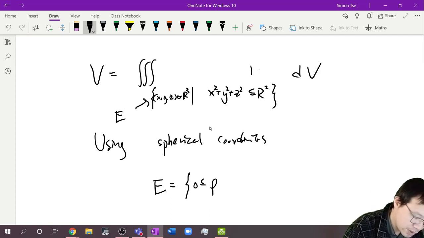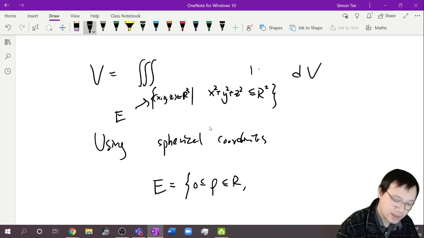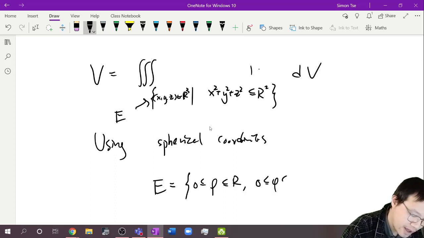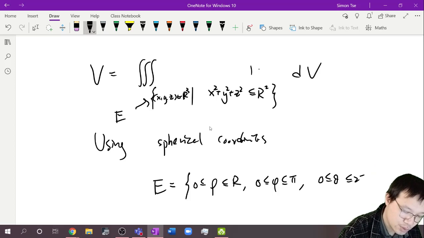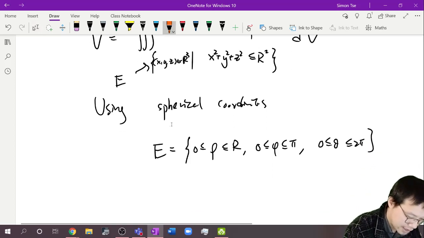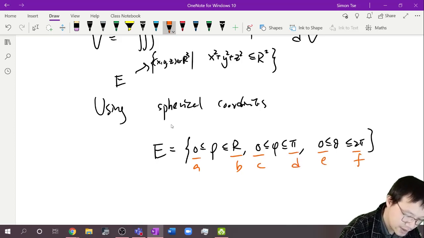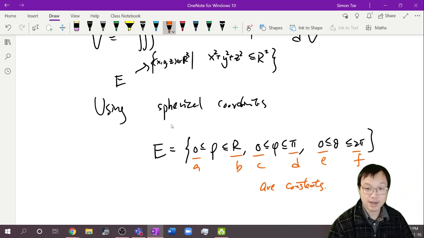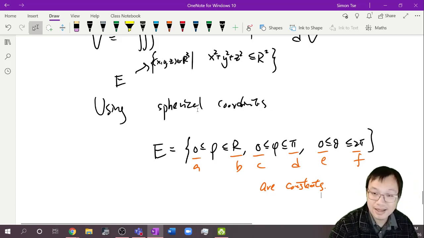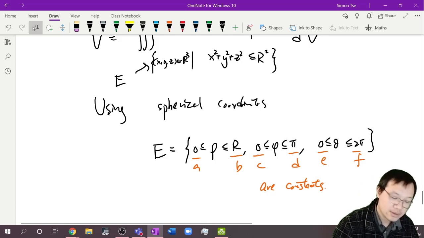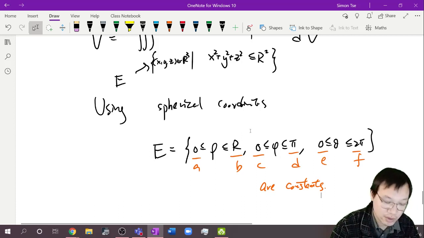Your rho will be from 0 to R. Let me start with phi, the standard biggest range from 0 to pi, and theta will be from 0 to 2 pi. Now this is what I wanted to say. This is A, this is B, this is C, this is D, this is E or F. These are constants. The previous example was not, but this one is. So this is a good thing because when we get our triple integral, the integration will be easy because of Fubini's theorem. We can separate it quite easily. You don't have to worry about the order.